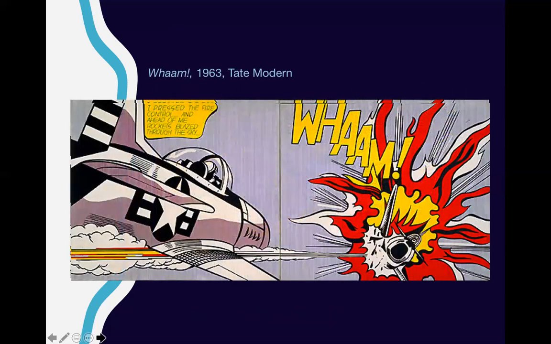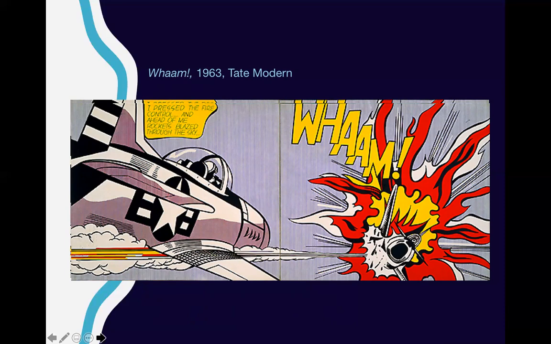His next famous piece was called Wham. Now, this was showcased in the Tate Modern in 1963. Now, the Tate Modern is a huge museum which showcases all different types of art, from sculpture to paintings to photographs to all sorts, and it is a brilliant place to go visit, and that is in London.